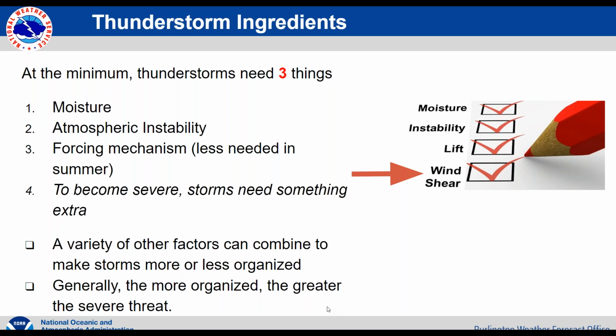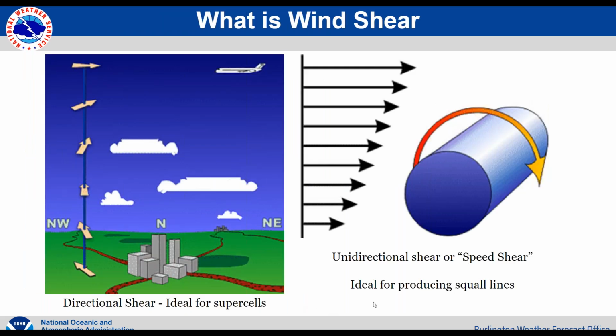To become severe, storms need a little something extra, and that something extra is wind shear. There are a variety of different combinations of moisture, instability, and forcing mechanisms that make storms more or less severe. Generally, the more organized, the greater the severe threat, and wind shear is what really helps to drive thunderstorm organization. I like to say the more photogenic a storm is, the more likely it is to be dangerous. So here's what wind shear is.